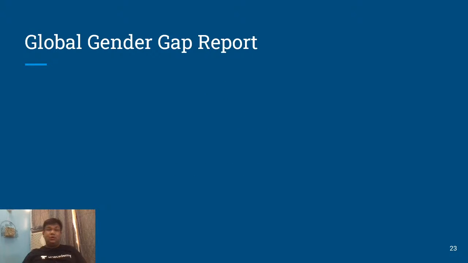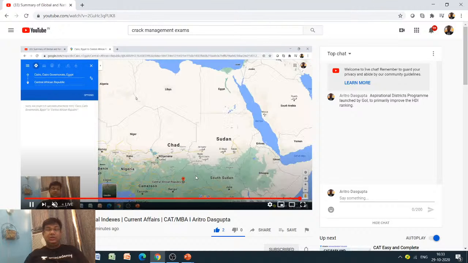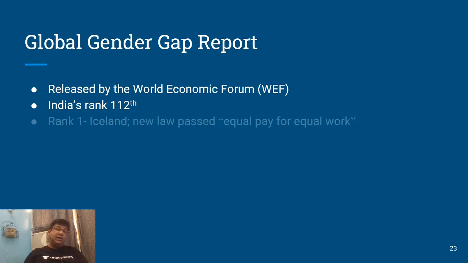Now we have another report known as the Global Gender Gap Report. This, of course, tracks the difference between the genders in terms of economic, social, and cultural respect and independence. This is released by a very important body known as the World Economic Forum, one of the most respected international bodies. India's rank in this is very far behind, 112. Rank one is Iceland, where a new law has been passed, equal pay for equal work, which is what is helping them do so well in this particular index. This is also one index where Bangladesh has done extremely well. It's the only country from South Asia which is ranked in the top 50. It's ranked 50th. In fact, Bangladesh has been one of the top performers in this index.